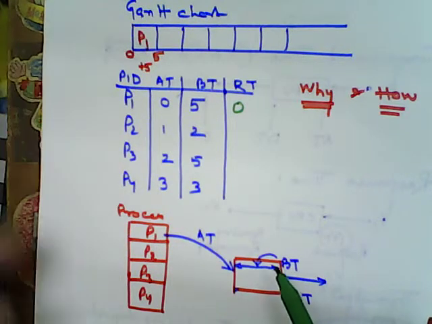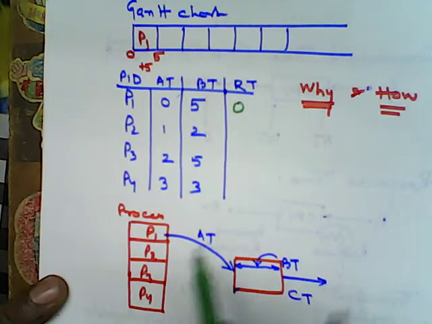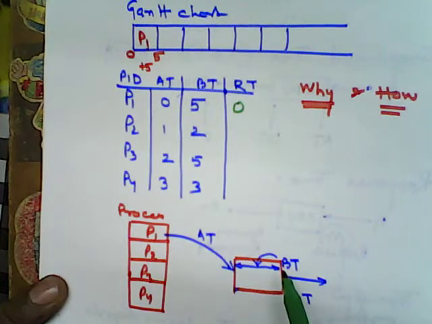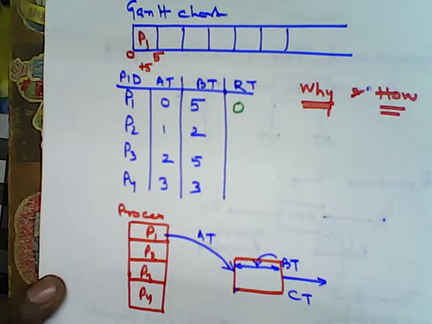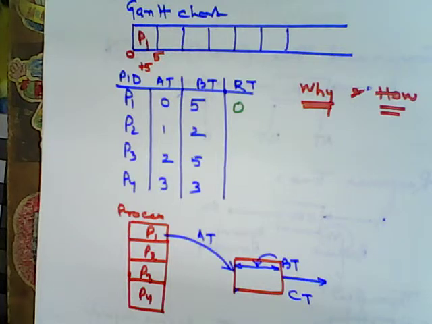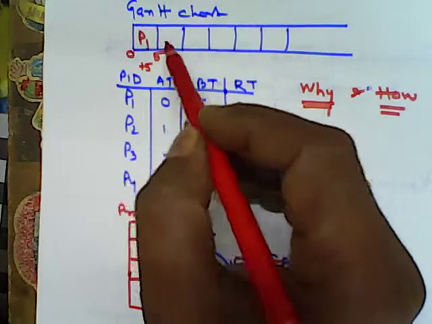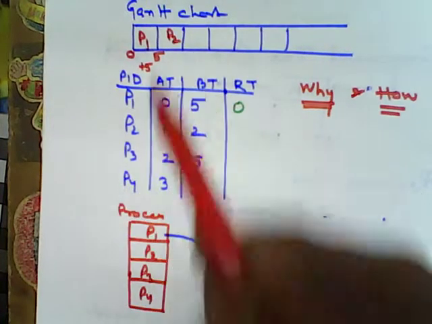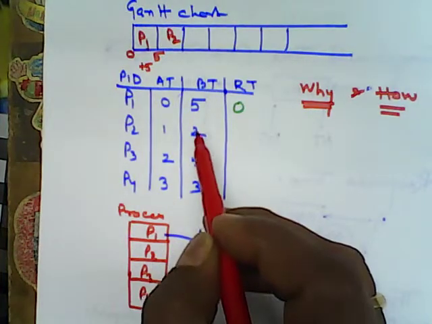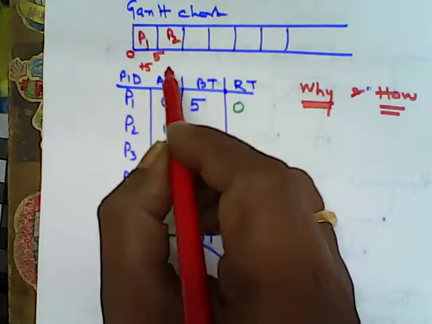Now after this, what will I do? Which is the next process coming? The next process is the process P2. So I will put P2 here. Now P2 will need how much time? 2. So I will put plus 2, so it becomes 7. So what will be here? Remaining time 0. Now let's take another case.